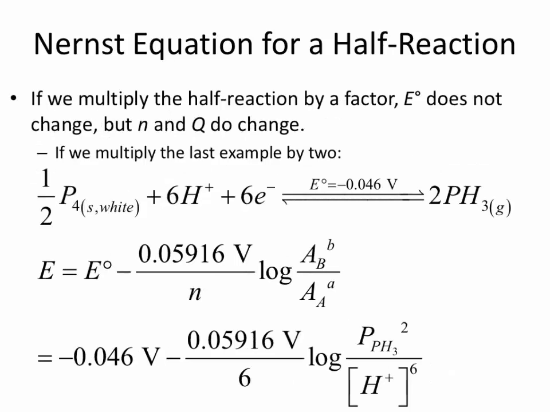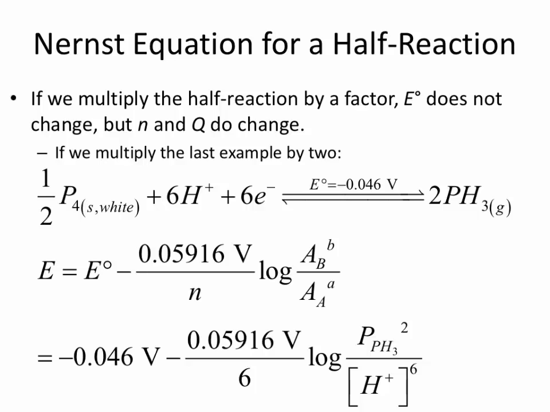Now if we multiply the half reaction by a factor, then E naught does not change, but n and Q do change. For example, if we multiply the last example by 2, then our 1/4 of our white phosphorus becomes 1/2, and now we'll have 2 phosphorus atoms involved. We'll have 6 hydrogen ions, 6 electrons, and we'll form 2 of our phosphine gas molecules.